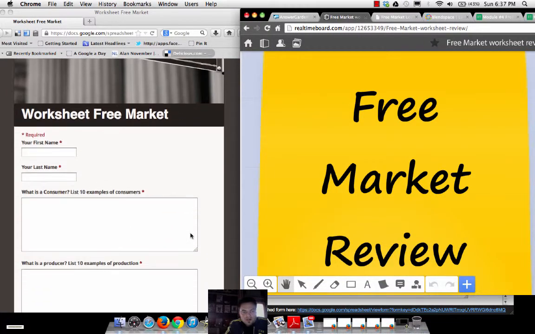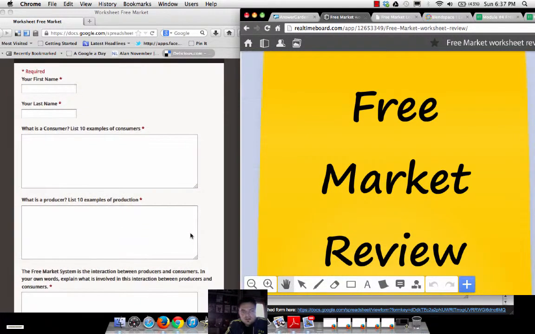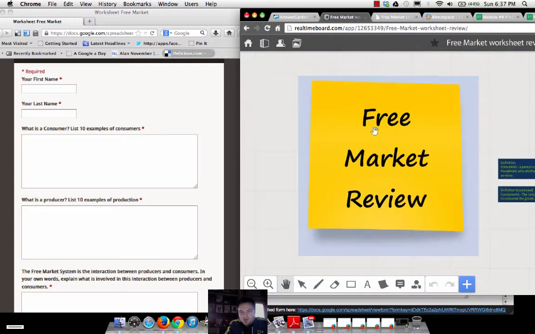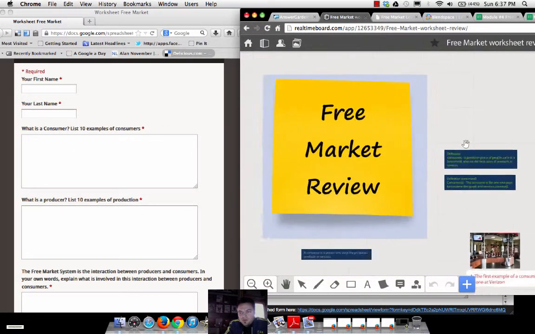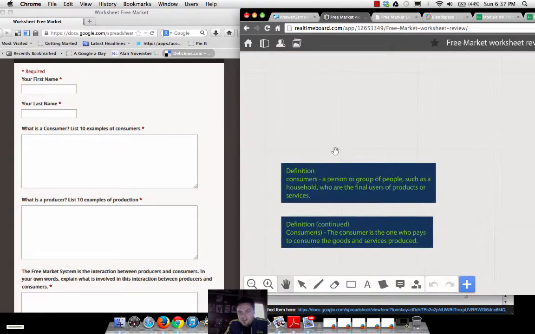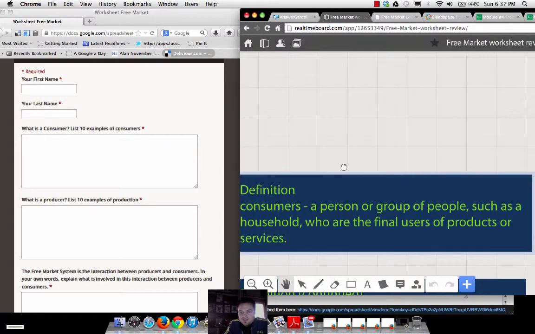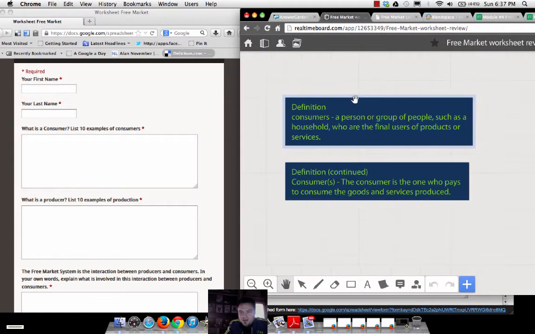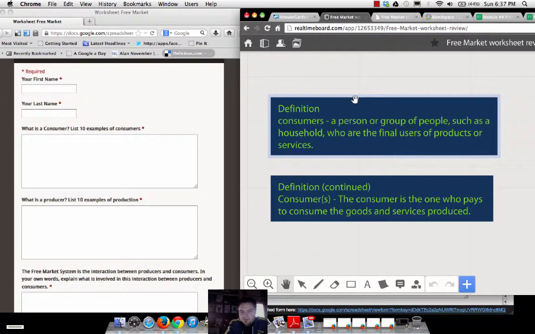So over here on the worksheet side, the first thing you'll notice is just put your first and last name in the correct order. And the first question says, what is a consumer? And list 10 examples of consumers. So before we go too far into this review, I think the important thing we need to do here is take a look at the definitions of what a consumer is.